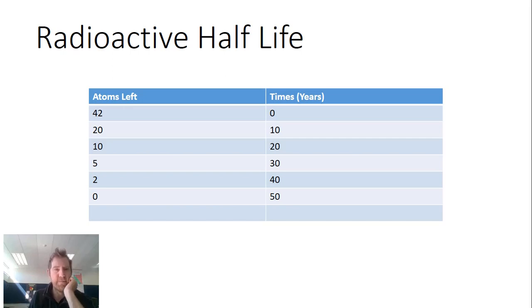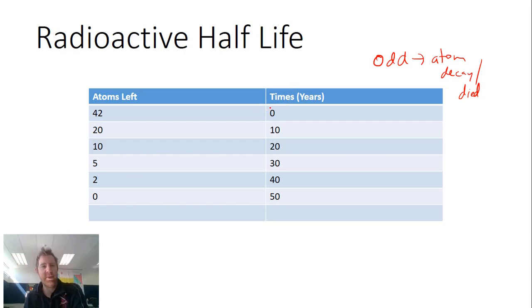In one of the classes there were 42 dice, and we were doing the dice where if you roll an odd number, the atom has decayed or died. After we started, we said that every roll was 10 years. So we started with 42 atoms in this class, and then after one roll it was down to 20, after another roll 10, 5, 2, 0.